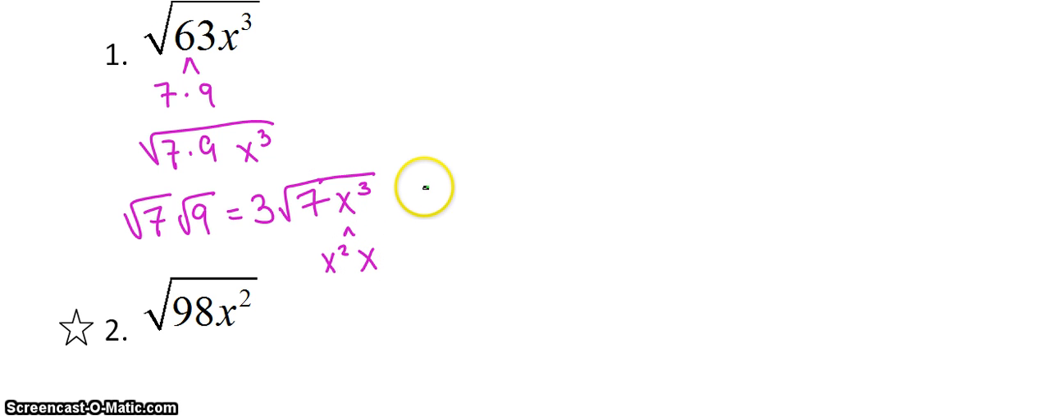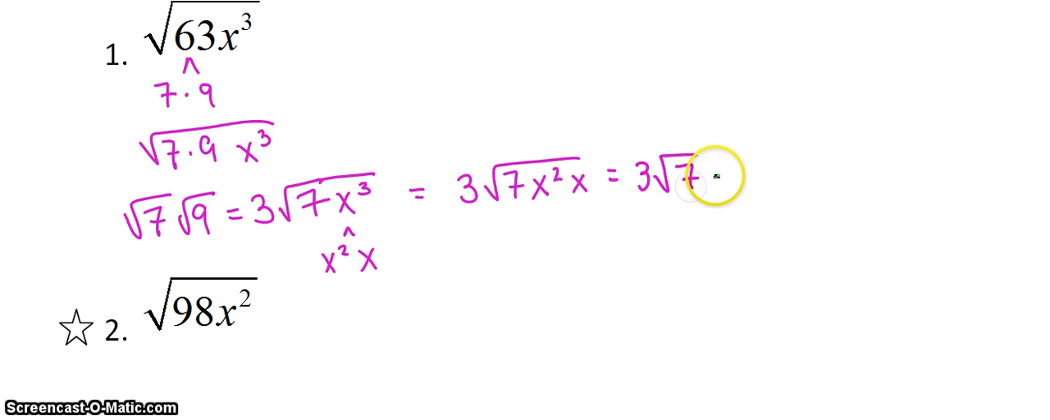So again, using the product rule, I can break this down into 3, because I've already taken that out, root 7, because I couldn't take that out, and then this is x squared times x, which I can then break down into 3 root 7 times x squared times the square root of x. Now this square root of x I can't simplify, but I can simplify the square root of x squared, which is just x.